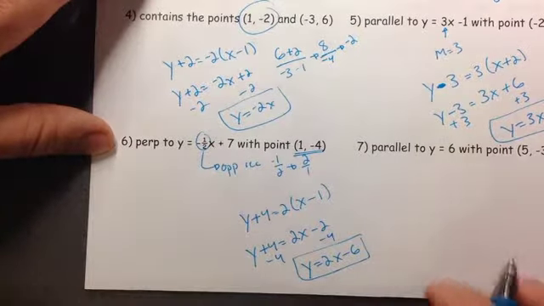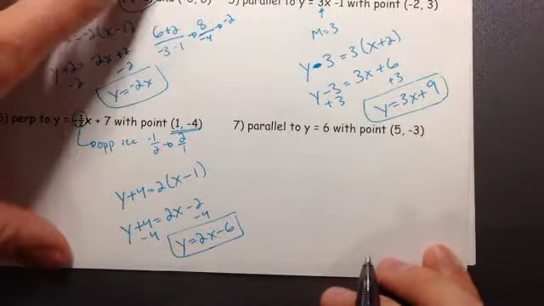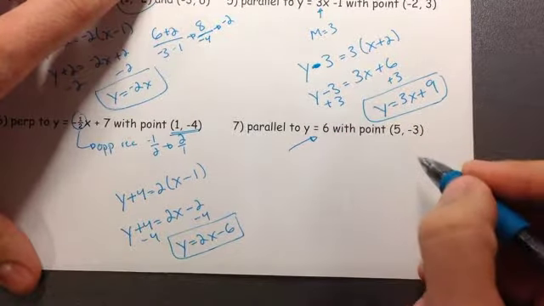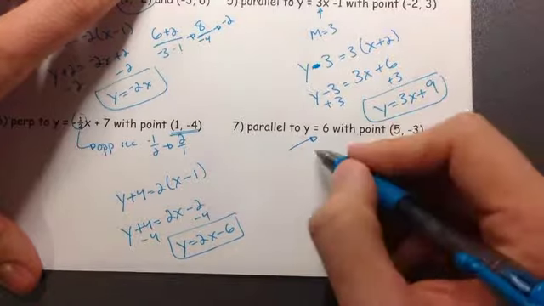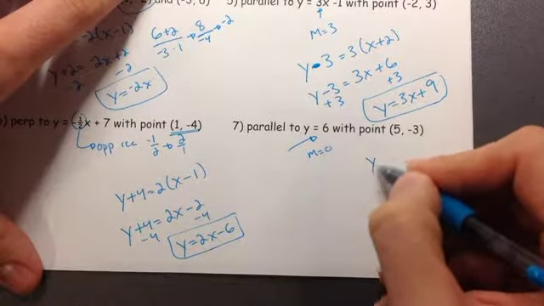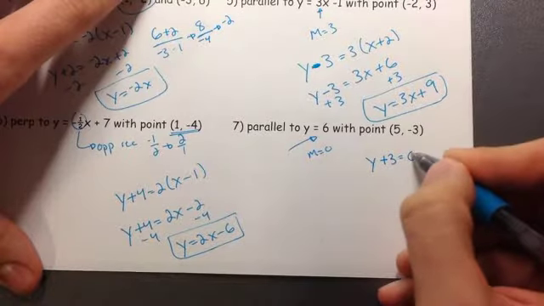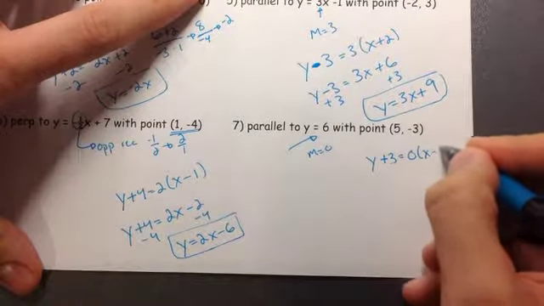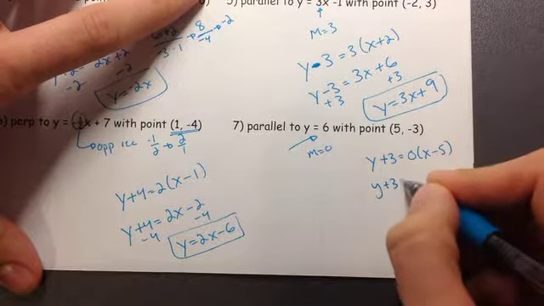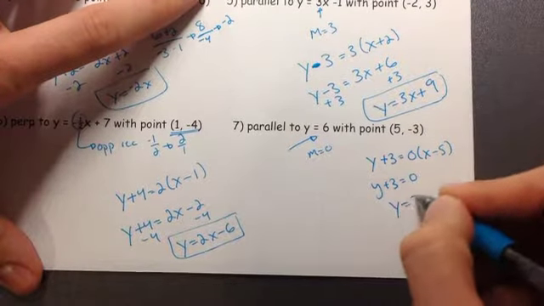And we're ready. 7. We want to be parallel to y equals 6. Now there are 2 ways you can do this. The first you can say is that the m is equal to 0. Once the m is equal to 0, you've got y minus -3 is equal to 0 times x minus 5, since it's a horizontal line, no slope. And you'll get y plus 3 is equal to 0, y equals -3.